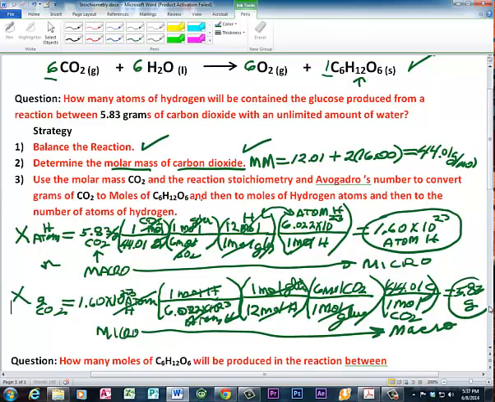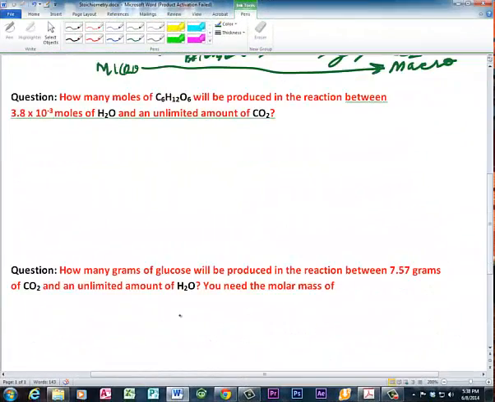5.03 grams of CO2. So just remember, if you're going from macro to micro, you multiply by Avogadro's number, and it's usually toward the end. If you're going from micro to macro, you divide by Avogadro's number, and it will be at the beginning of your calculation.